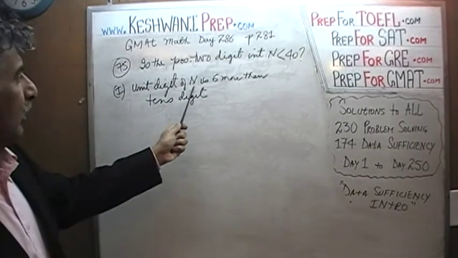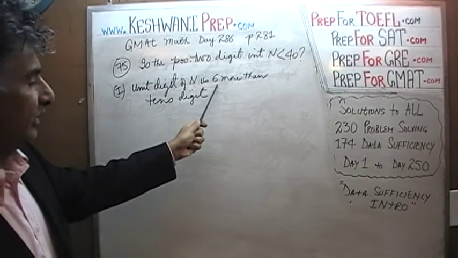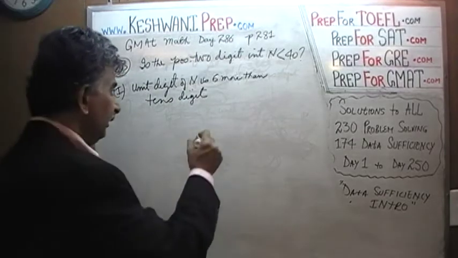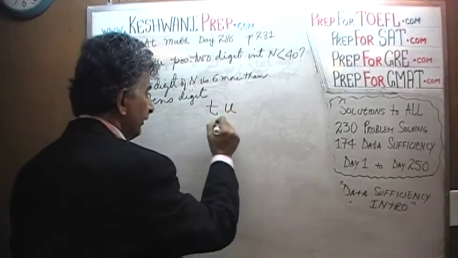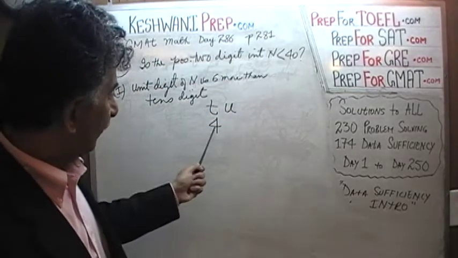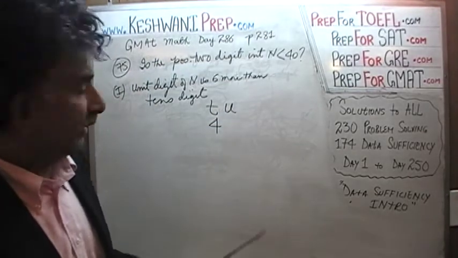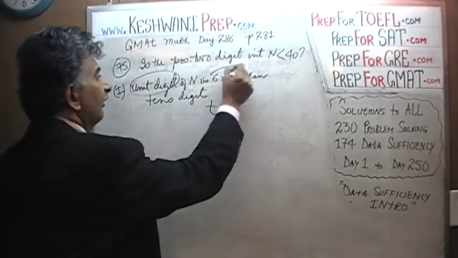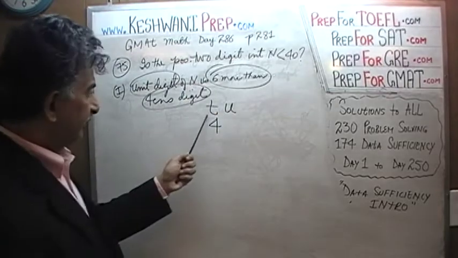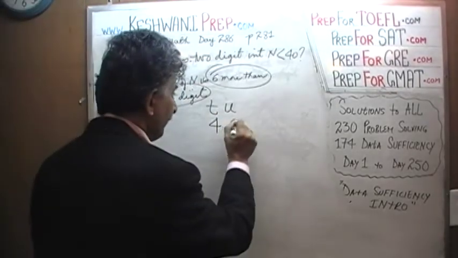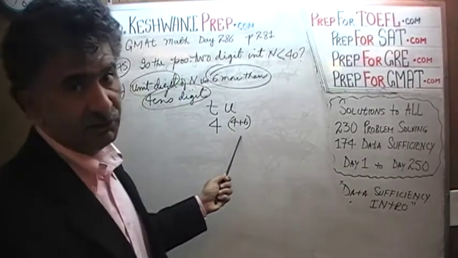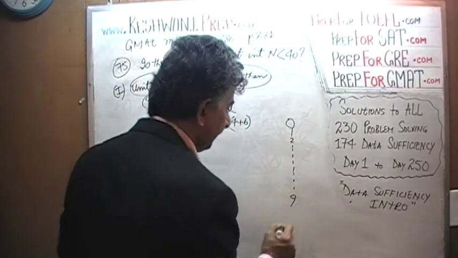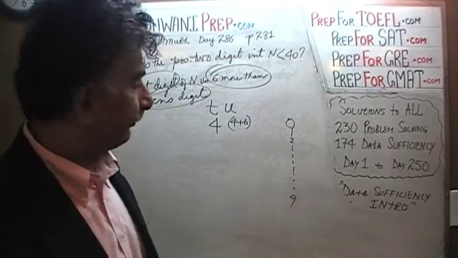The unit digit of n, we are told, is 6 more than the 10s digit. So the question is, what can we have for the 10s digit? Here's the 10s digit, here's the unit digit. Is it possible for the 10s digit to be 4? The answer is no. The 10s digit cannot be 4 because the unit digit has to be 6 more than the 10s digit. If the 10s digit happens to be 4, then the unit digit would have to be 4 plus 6, which is 10. Obviously a digit cannot be 10. Digits go all the way from 0 to 9. The highest it can be is 9, obviously.